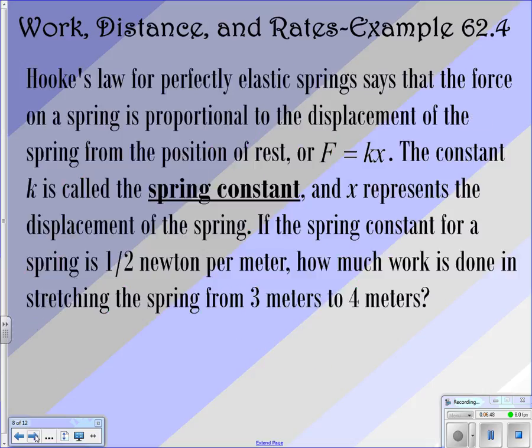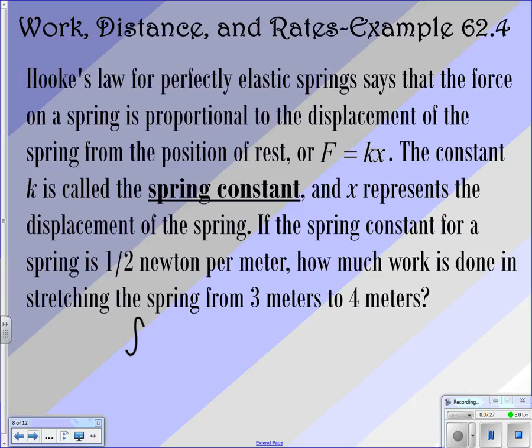Okay, let's look at another example, dealing with Hooke's law. We've talked about this in physics, or you will learn about it in physics if you haven't already. It says if you have a perfectly elastic spring, the force on a spring is proportional to the displacement of the spring from the position of rest, or F equals kx. K is called the spring constant, and x represents the displacement of the spring. So if the spring constant for a spring is 1/2, how much work is done in stretching the spring from 3 to 4 meters? So we are going to integrate on this one.